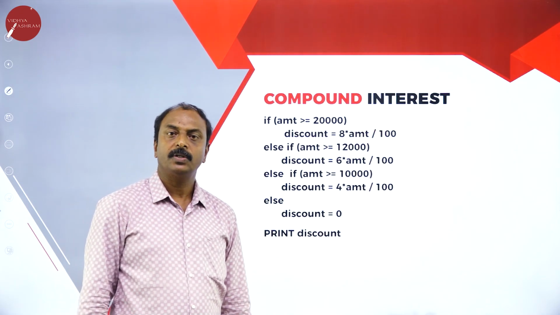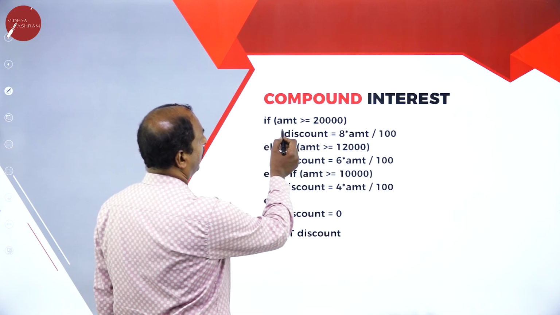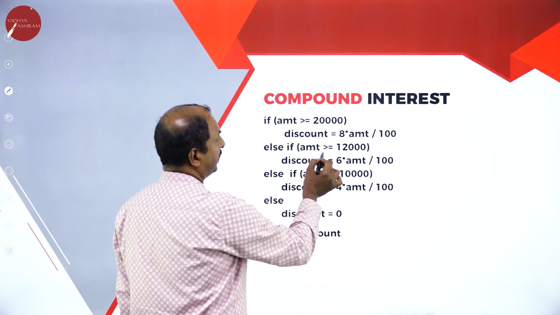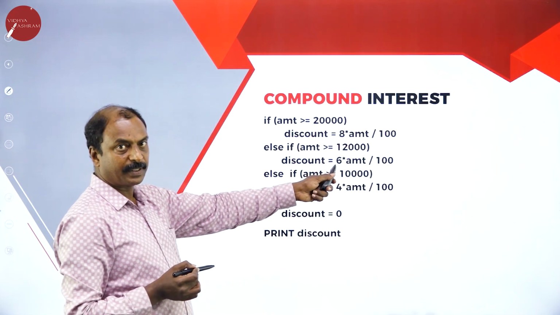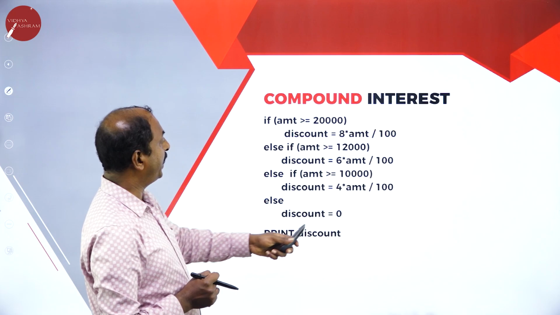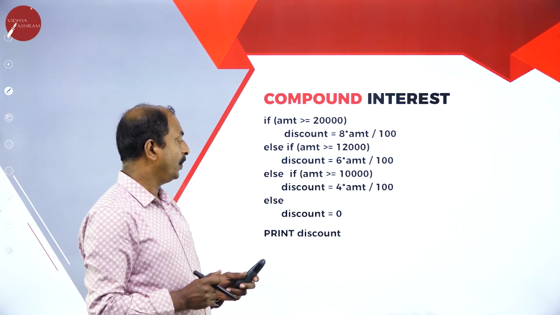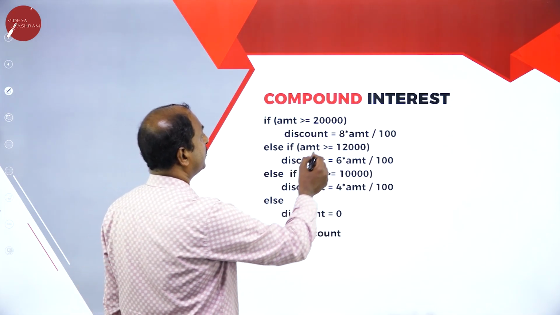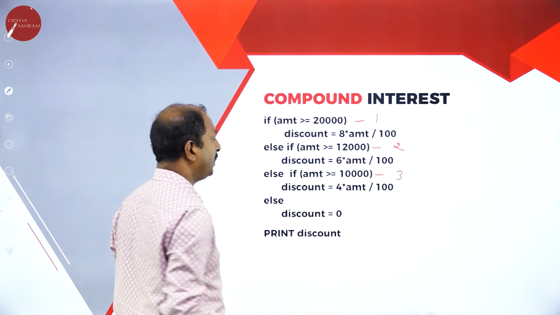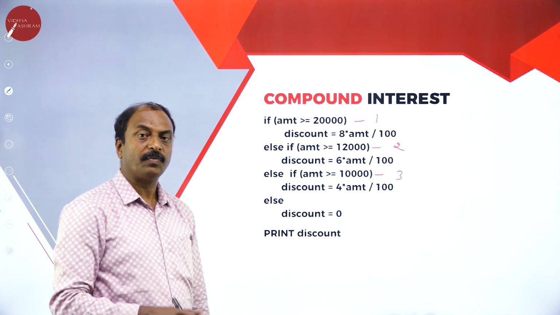Now let us move on to the next slide. Compound interest. Here the condition: if the amount is greater than 20,000, the discount is 8%. If greater than 12,000, the discount is 6%. And if the amount is greater than 10,000, the discount is 4%. And if all the conditions fail, the discount is 0. Look at this example here. This is the first condition, this is the second condition, and this is condition number 3. So there are 3 conditions to be checked, so obviously we have to make use of the if else if construct.